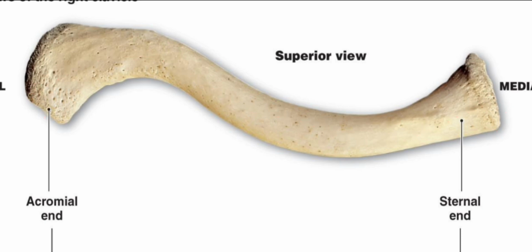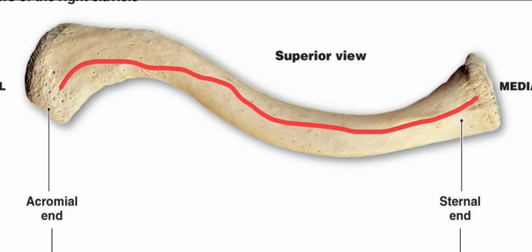So the clavicle has got the shaft. This is the shaft of the clavicle, and the shaft is divided into two regions. One is the medial 2/3 and the other is the lateral 1/3. So the medial 2/3 is also called the sternal region, while the lateral 1/3 is also called the acromial region.